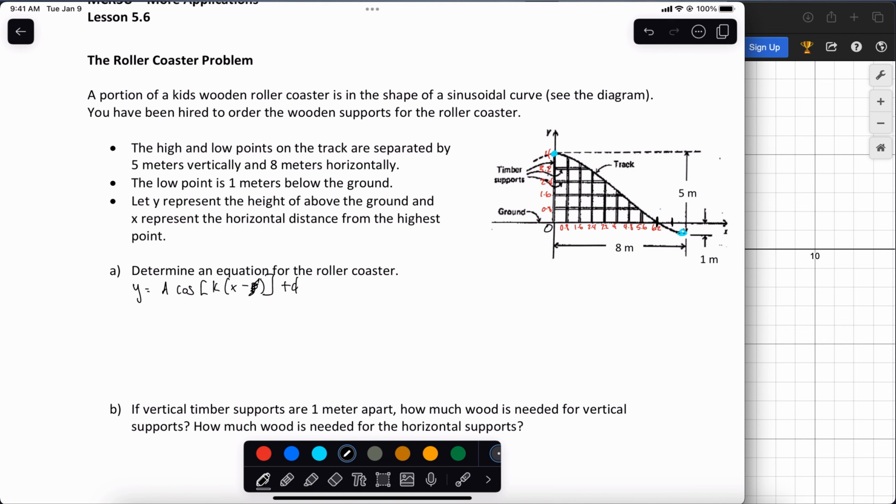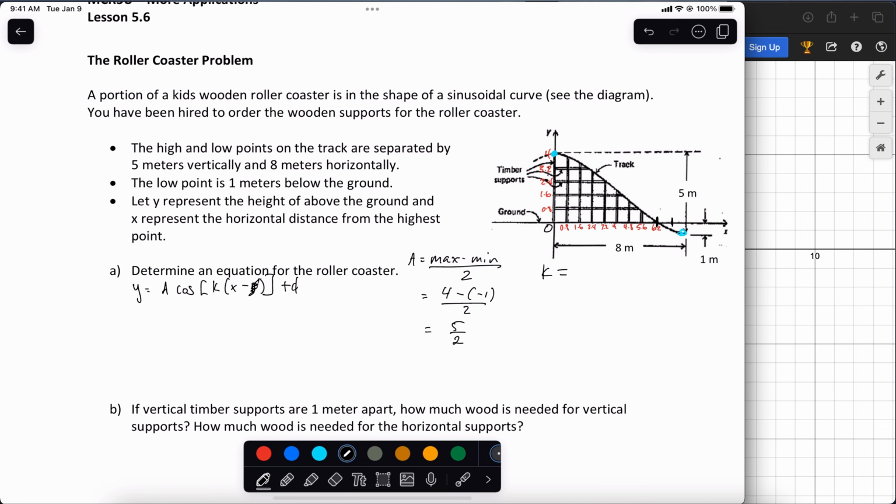What I do need to figure out, though, is a, the amplitude. So the amplitude is going to be a measurement of the max minus the min and then divided by 2. Okay, and so that is going to be 4 minus -1, divided by 2, which is going to be 5 over 2. Okay, so that's going to be my a value.